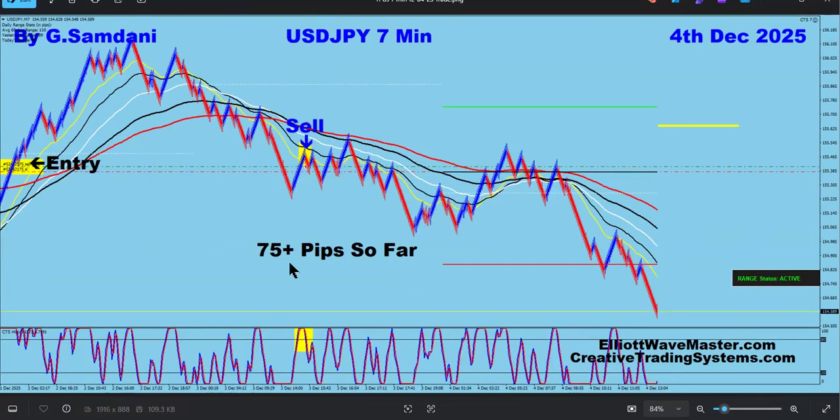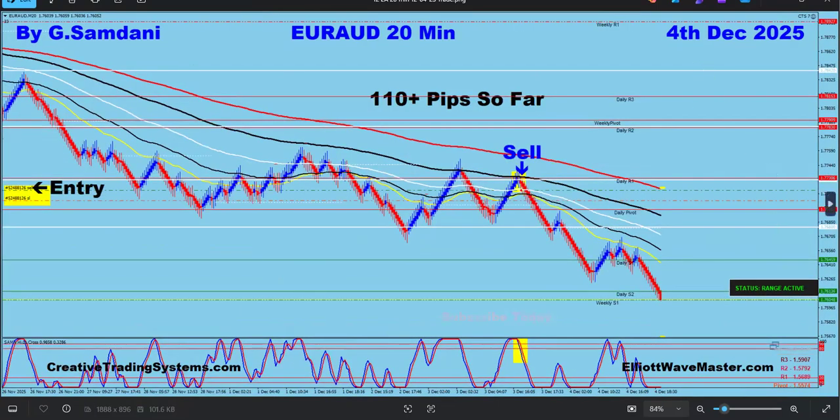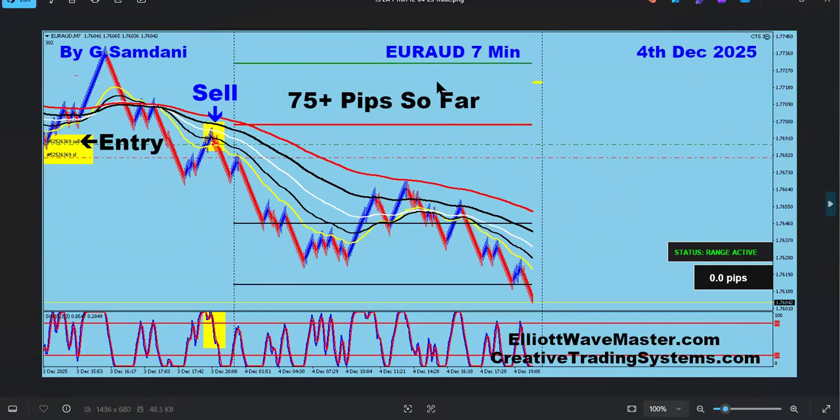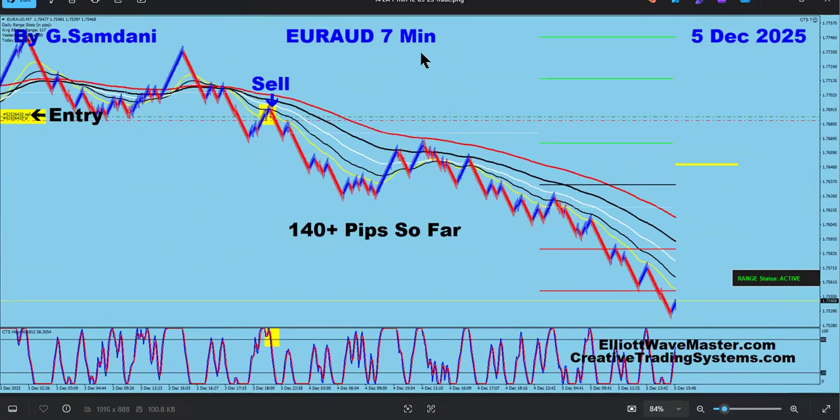USD yen again from the 7-minute chart. This is the entry and 75 pip on the fourth, and on the fourth Euro Aussie again. This is 75 pip from here from the 7-minute chart, right? And then you can see Euro Aussie 7-minute chart.